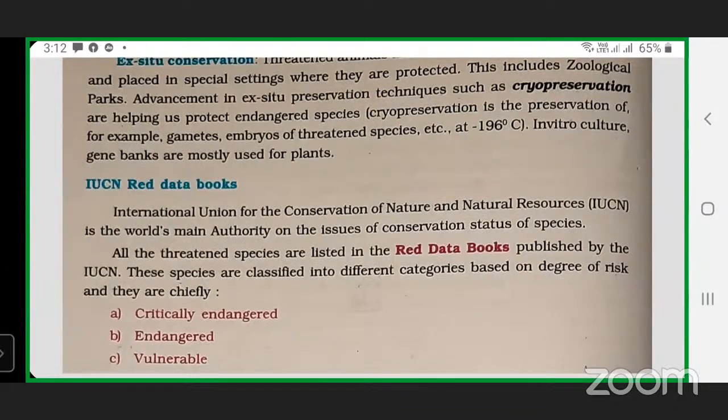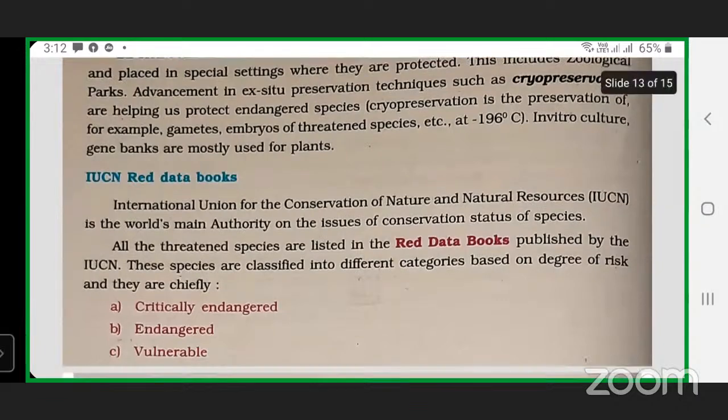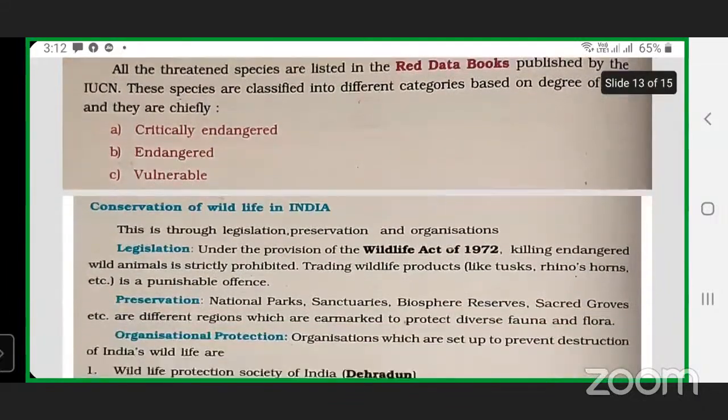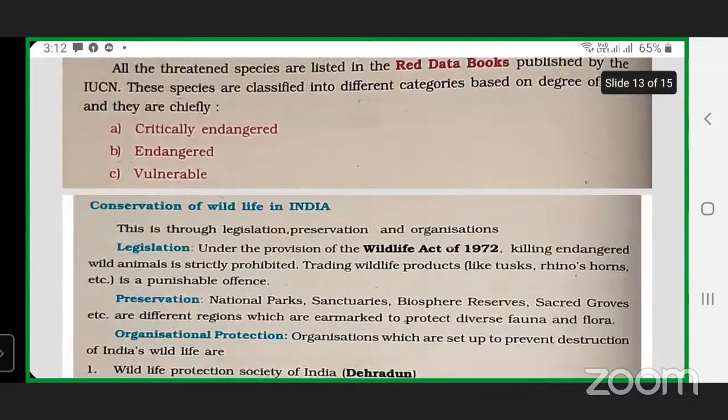These species are classified into different categories based on degree of risk, and they are chiefly in the Red Data Book. How many categories did the IUCN people classify the threatened species into? Critically endangered, they are in a very dangerous condition. Then endangered, they are also having risk. Then vulnerable, in this category if we don't protect them they will diminish. If you protect them they will survive.